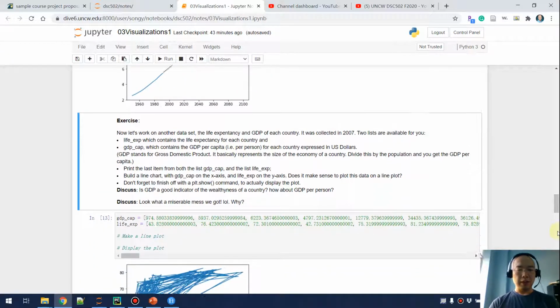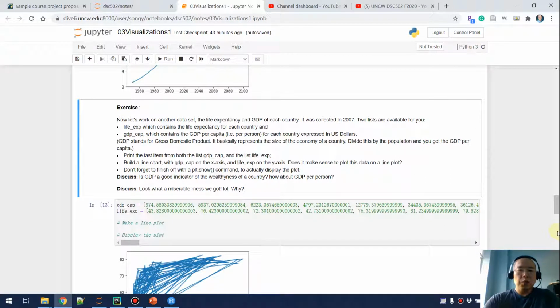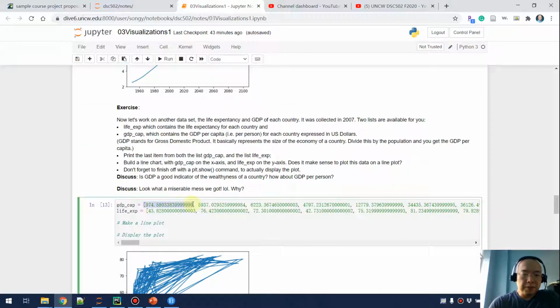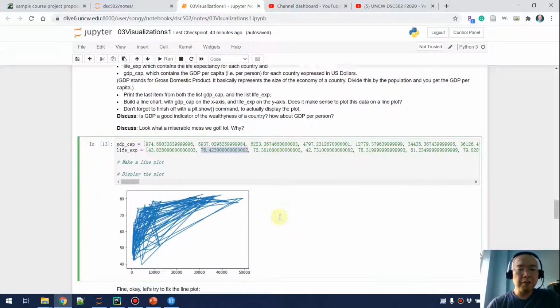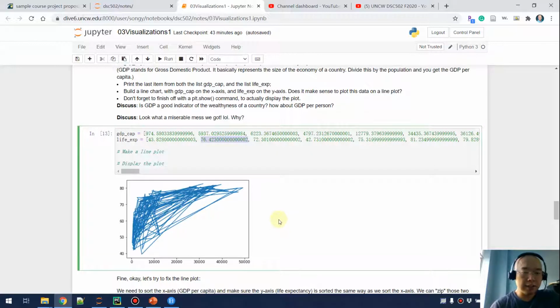Okay, now let's move on, and we have a new data set. We have the GDP per capita and the life expectancy. They have a corresponding relationship: the first item of the GDP per capita and the first item of the life expectancy are for the same country. Again, the second item and the second item are for the second country. Then we want to do a line plot. Go ahead and plug in the code and try to run this.